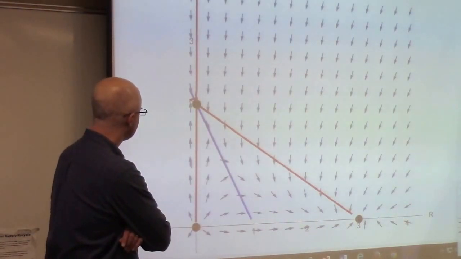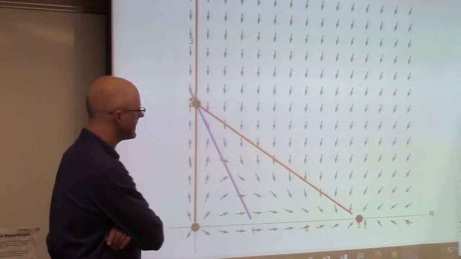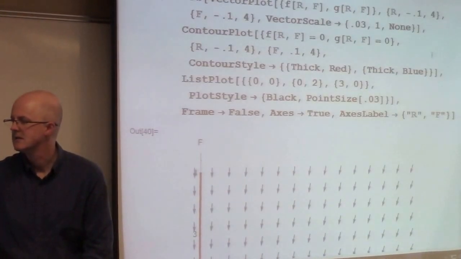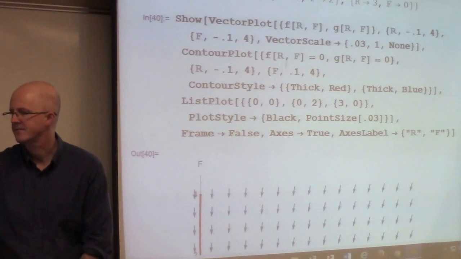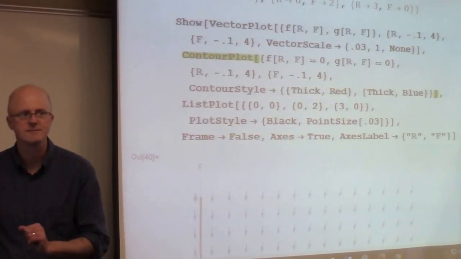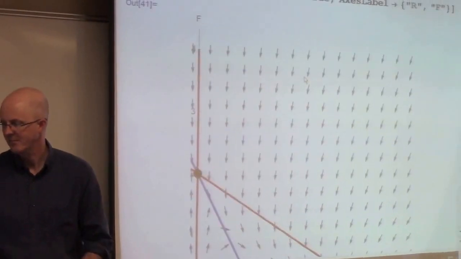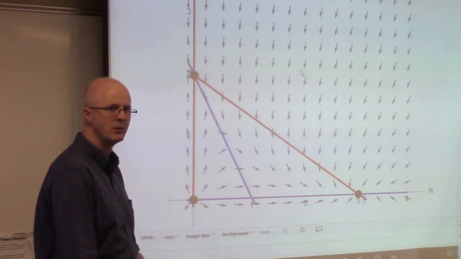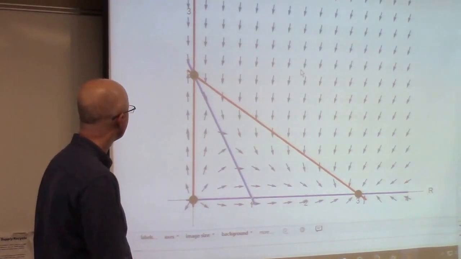I think the r-axis should also be a blue nullcline. I'm not sure why it's not graphing it. Let's see, maybe, oh, I didn't put a negative point one here, I put a positive point one. That's the reason. There we go. Where red and blue intersect, that is where you get equilibrium points, because that's where both dRdt and dFdt are 0.